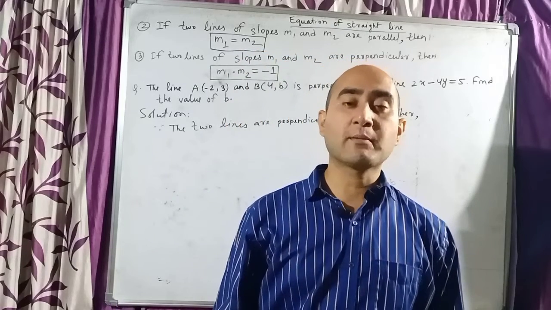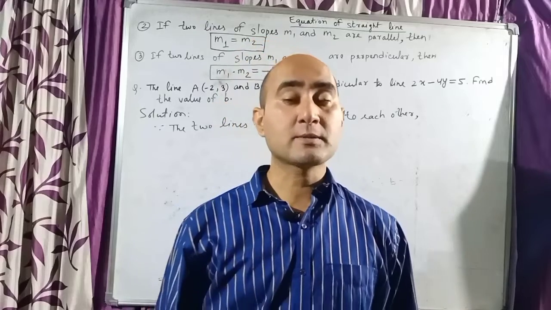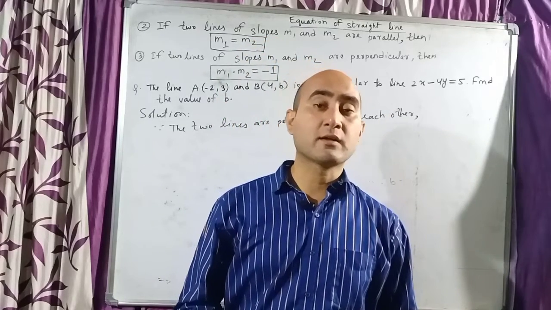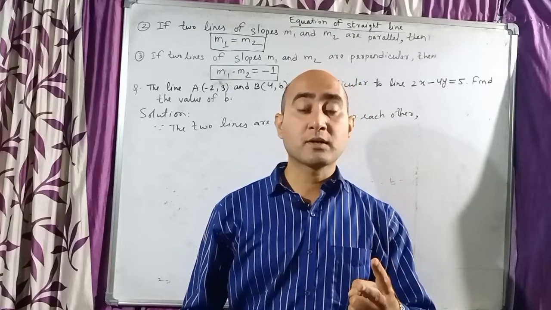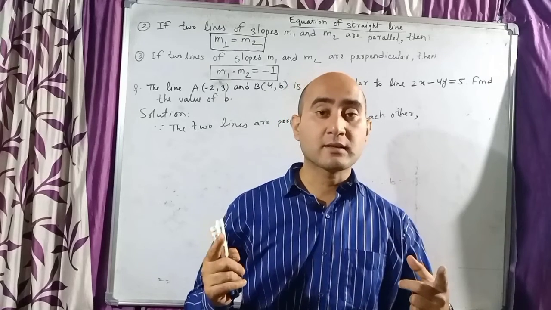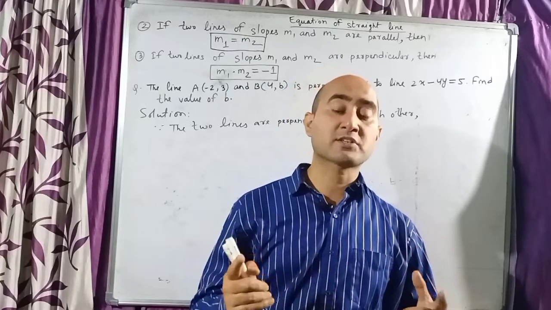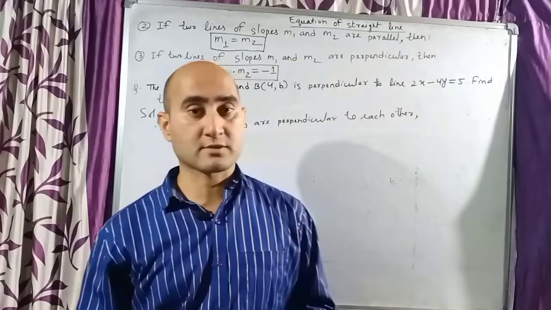Children, we have already learned about slope and we have learned three formulas to find slope. Today we will learn the relation between two slopes. That means when there are two lines and they have two slopes, what kind of relation will those two slopes have? Such questions we will discuss.